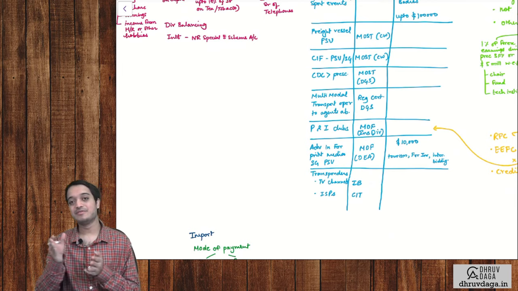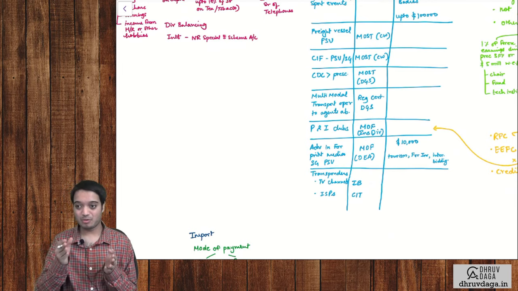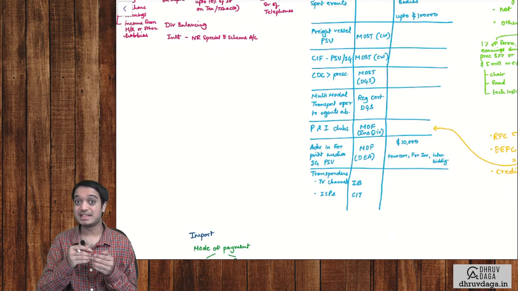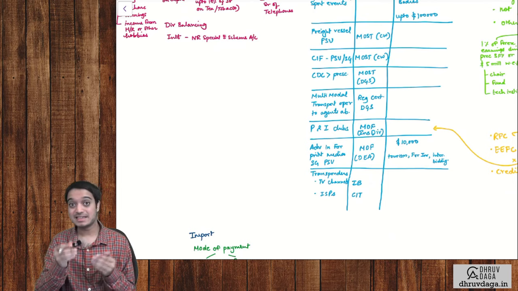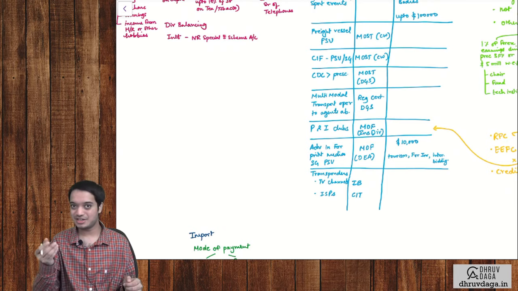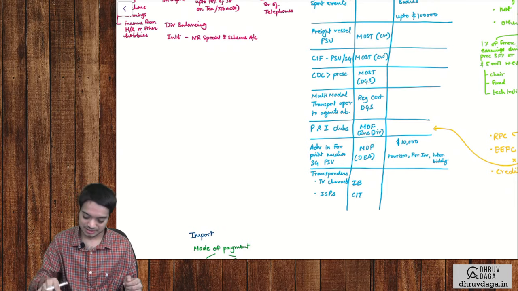The last one is, if you want to pay hiring charges for transponders or television channels, then Ministry of Information and Broadcasting. If you want to pay out for ISPs, that's the internet service providers, then it's Ministry of Communication and Information Technology.